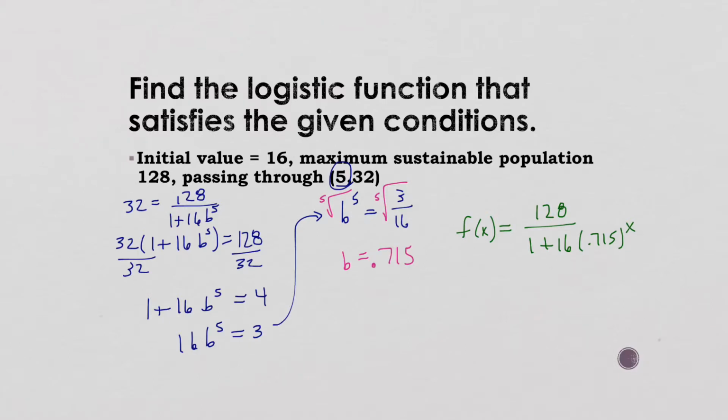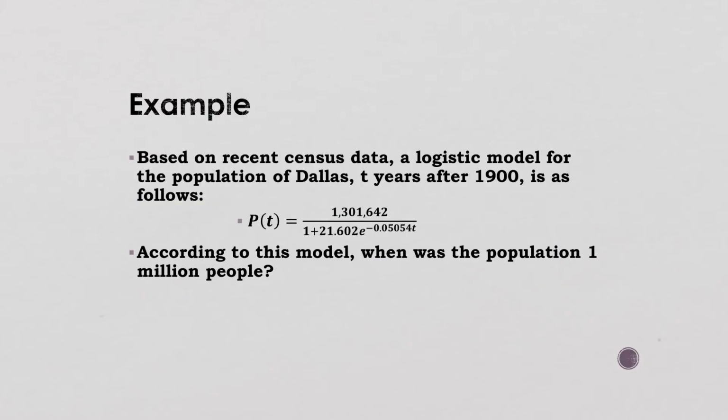Go ahead and check your answer. Over here is my final function. You should have gotten b equals 0.715. So that's the first kind of thing that we're going to do, writing the logistic function given some of the information. Second thing we use these for is story problems.